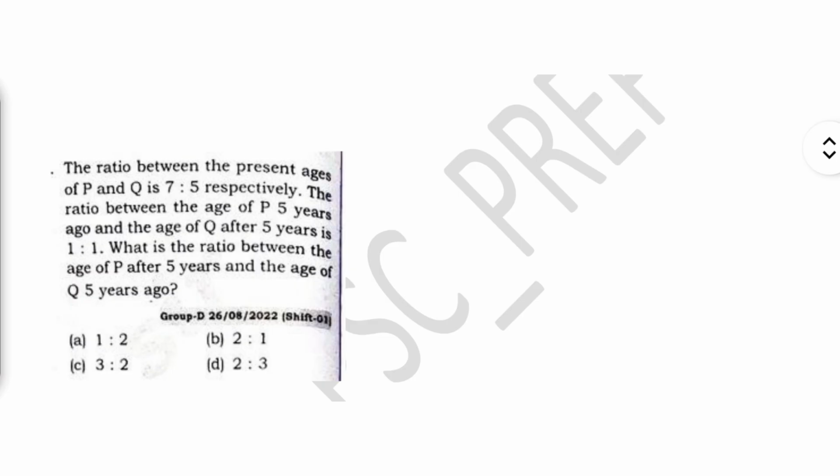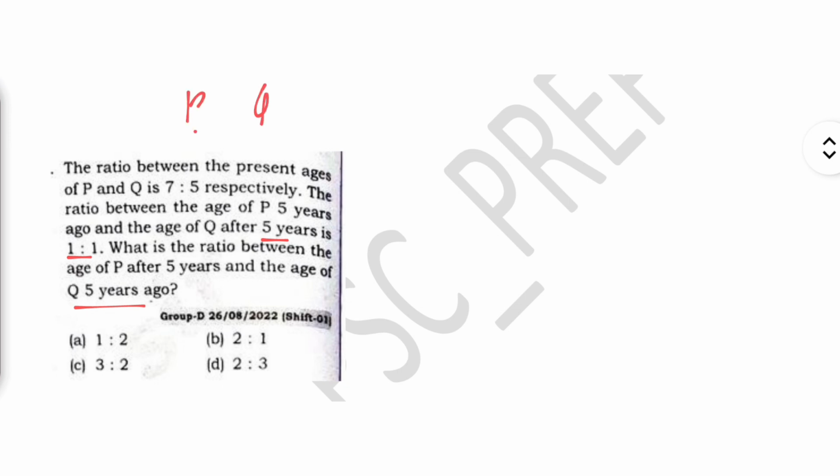The ratio between the ages of P and Q is 7 is to 5 respectively. The ratio between the ages of P 5 years ago and the age of Q after 5 years is 1 is to 1. What is the ratio between the age of the P after 5 years and the age of Q 5 years ago? This will seem very complicated, very tedious when you read this. You'll be like, "Arey, yahan ki dila." Very simple.